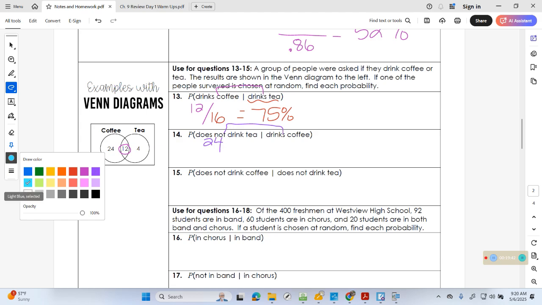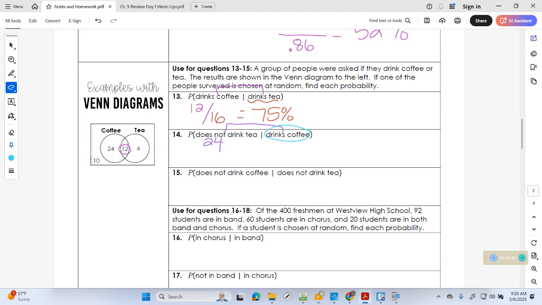Okay. Now, how many people drink coffee? Good, on the 36. And the whole coffee circle is the 24 and 12. Divide it, what do we got? All right, so 67%, 66.6, however you want to give it. 67. All right, cruising on.